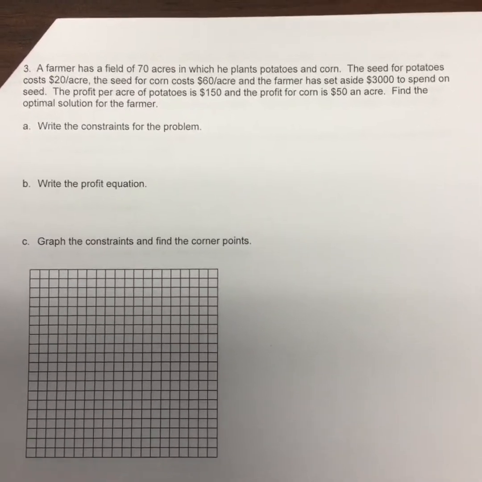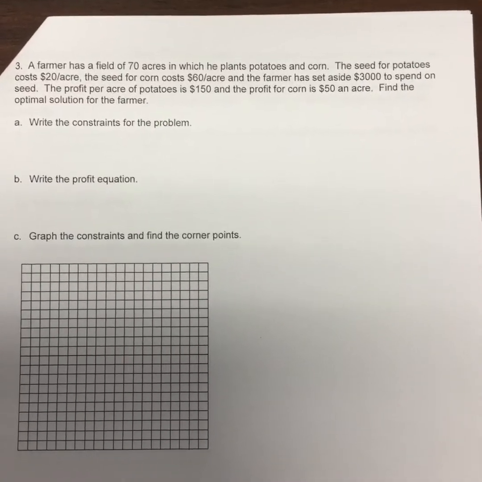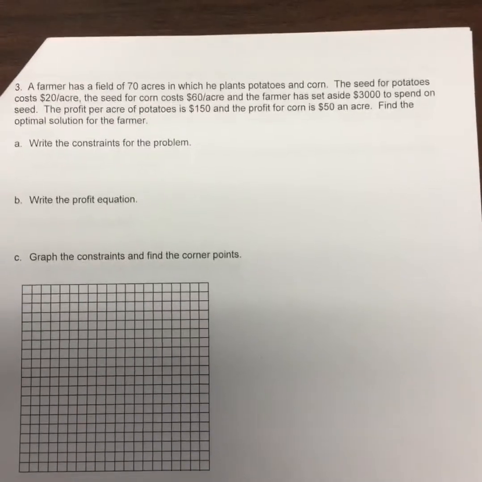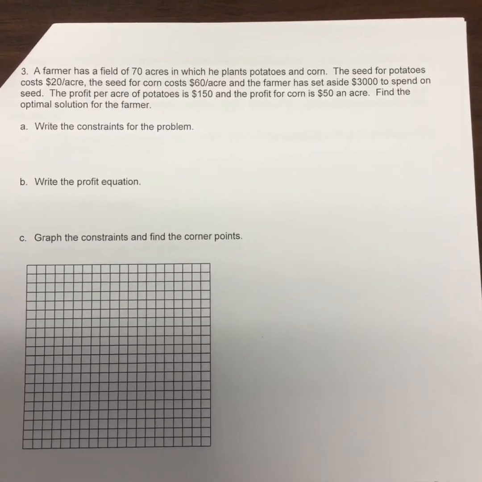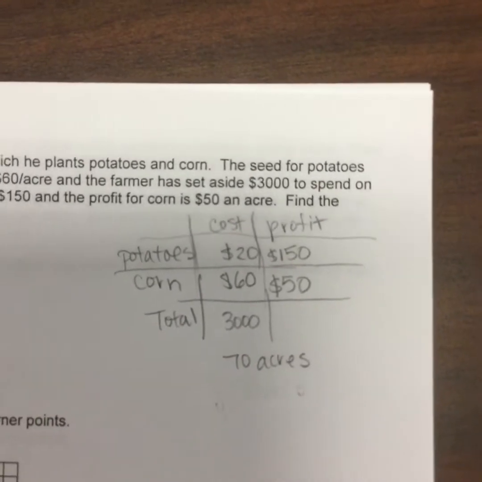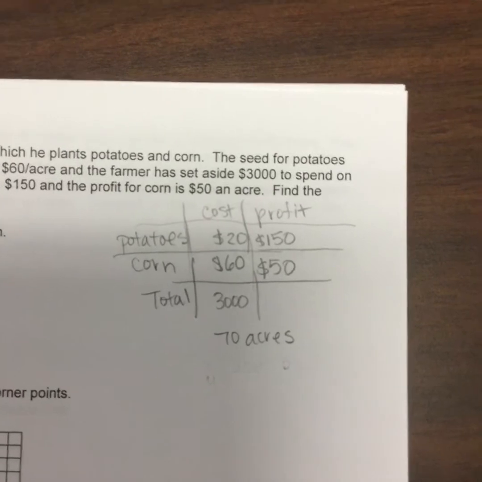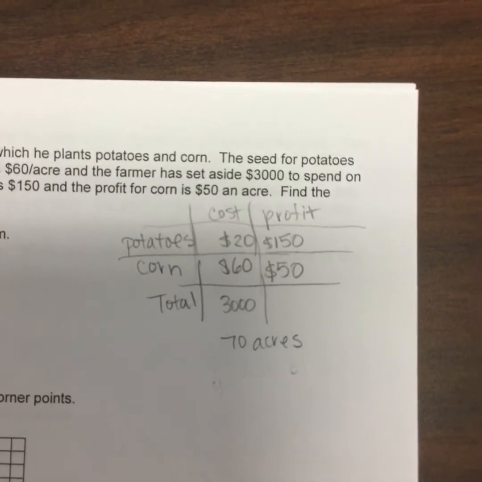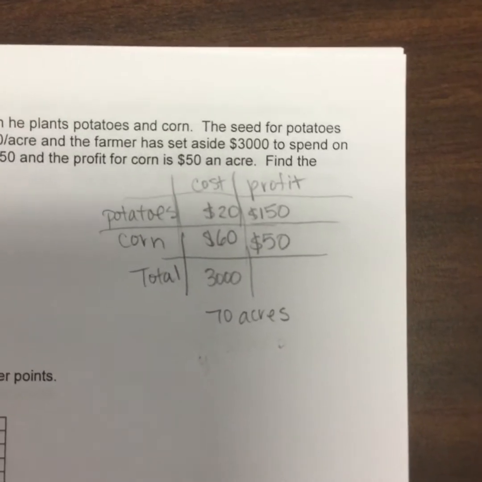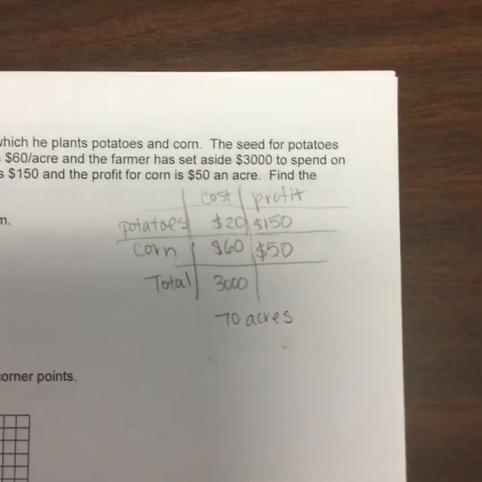So we have several units of measure here. Well, not several, a couple. We have acres, and then we also have cost per acre. So what I'm going to do is organize this information in a table. Once I set up my table according to the information, I have potatoes and corn. They each have a different cost and they each have a different profit. And the farmer set aside $3,000. So the total cost would have to be less than or equal to $3,000.